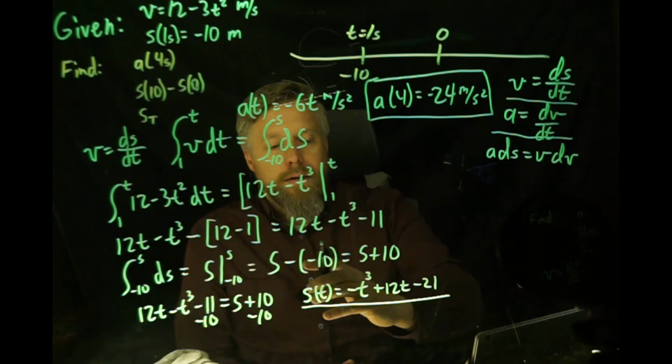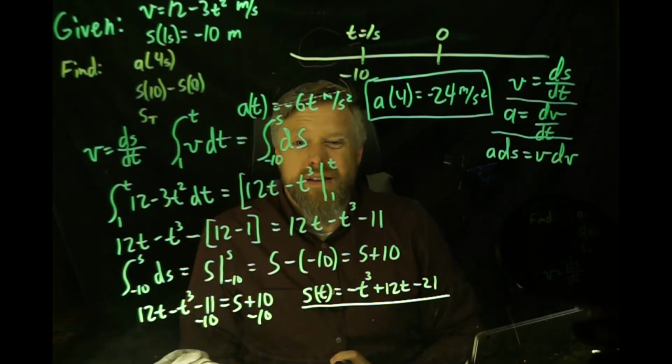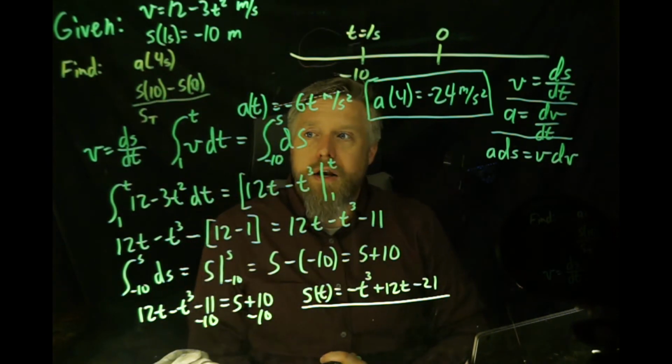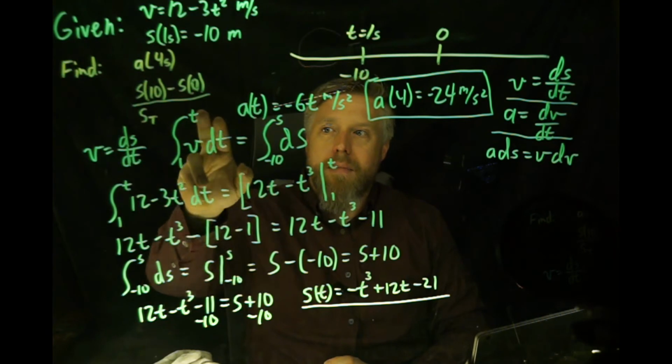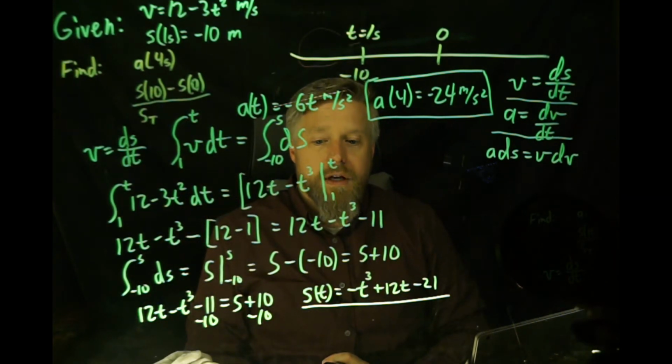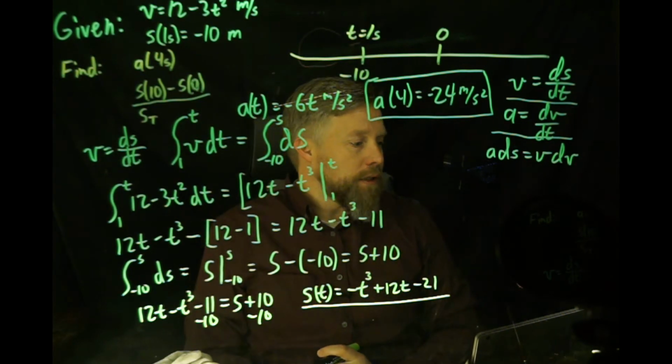OK, so I have my equation for s. Now what? Well, luckily, right in my find, I put some intelligence. I know that I need to take s of 10 minus s of 0. I don't know either of those positions right now. So let's try s of 10 first. I'm just going to plug in 10 for t.